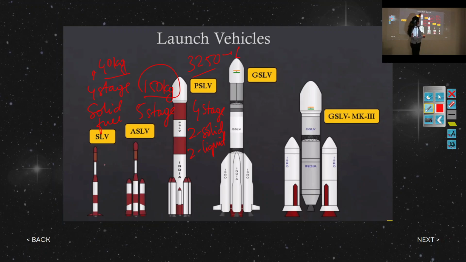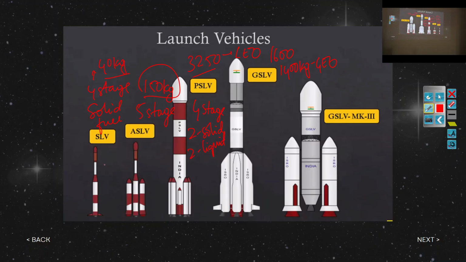3250 for low earth orbit. Low earth orbit it was 3250, and for polar orbit it was 1600 kgs payload, and for geosynchronous it was 1400 kgs, because it has to go to a very high height. For geostationary earth orbit, it has to go to a height of 36,000 kilometers. So the payload was less, but they achieved 3200 kilometers for low earth orbit.